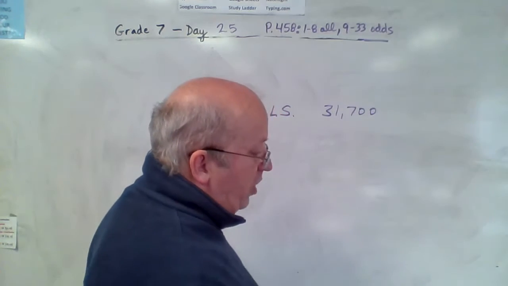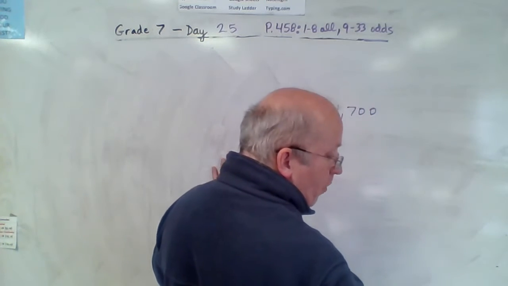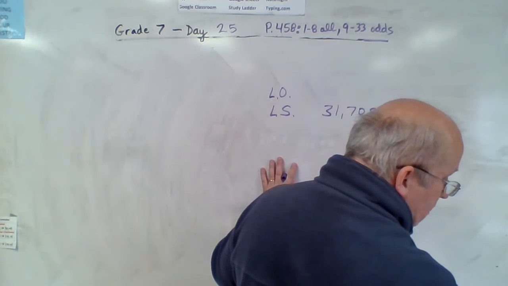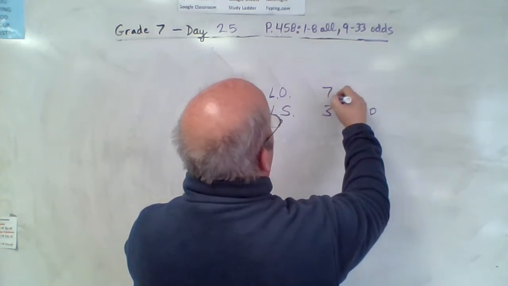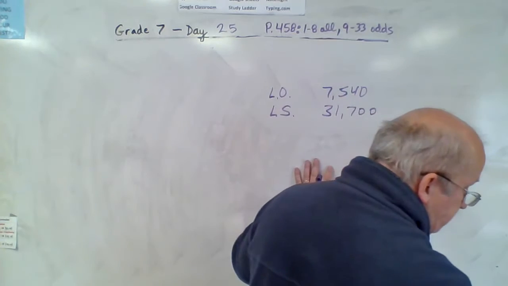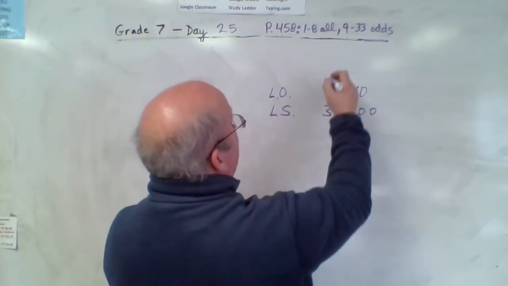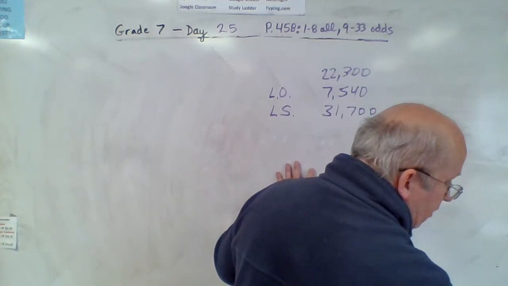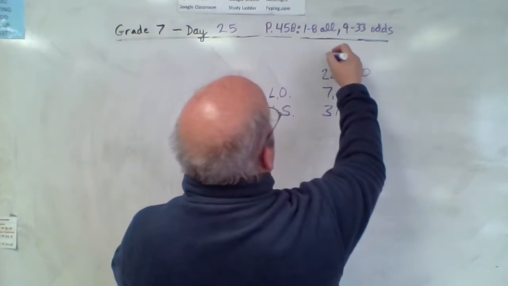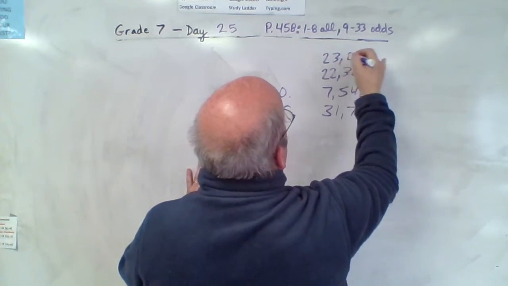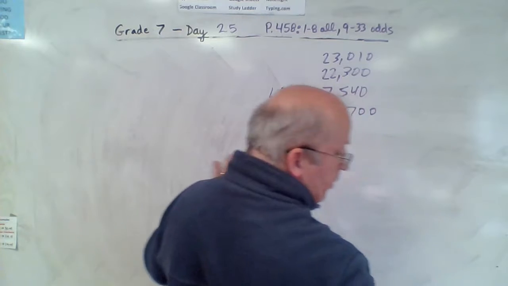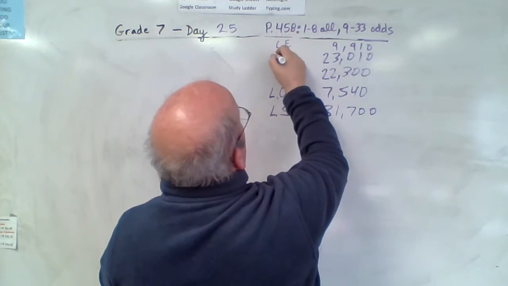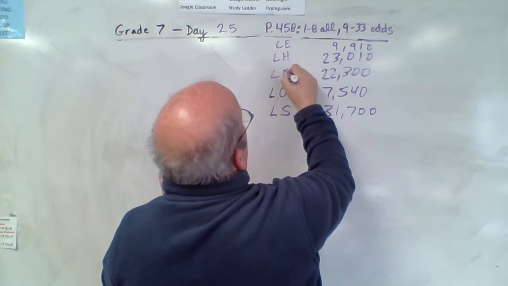Now, you don't specifically have to do number 12, but I just wanted to remind you of a couple things about how we would handle something like this. Let's see, Lake Ontario, 7,540. Lake Michigan, 22,300. And Huron is 23,010. And Erie is 9,910.